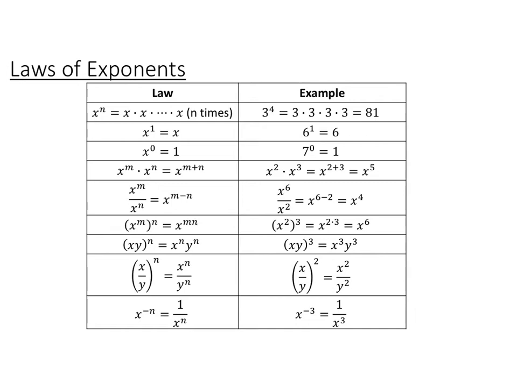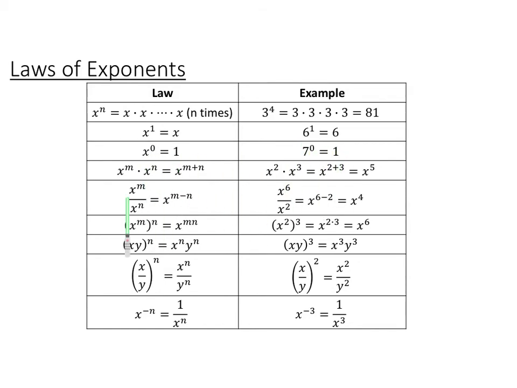Here are laws of exponents. I would pause the video and write them down. We have laws, and then we have examples over here. So the first one, x to the nth power, means x times x times x, n times. So for example, 3 to the fourth is 3 times 3 times 3 times 3, which is 81. Anything to the first power is just itself, so 6 to the first is equal to 6. Anything to the 0 power is equal to 1, so 7 to the 0, x to the 0, anything is equal to 1.